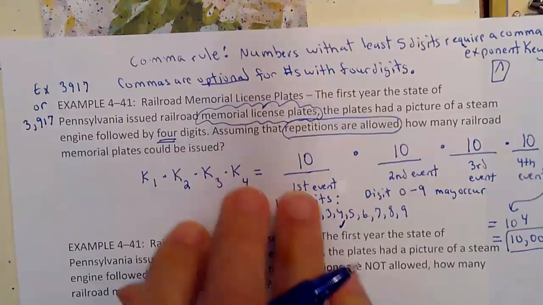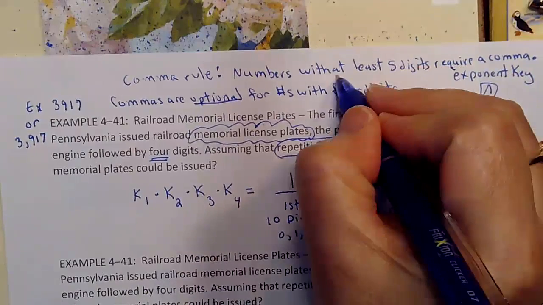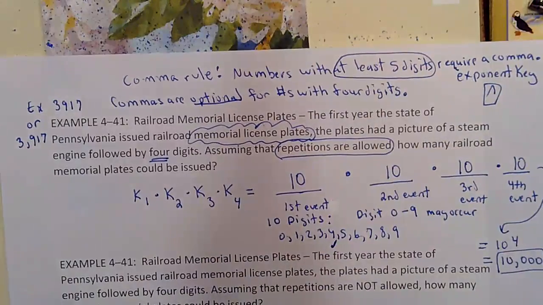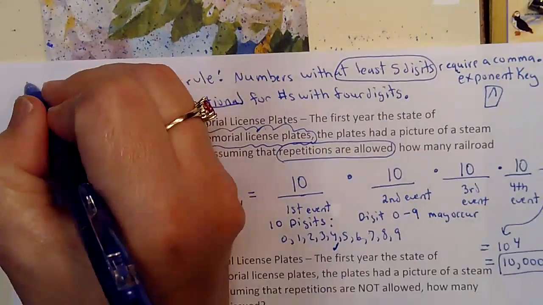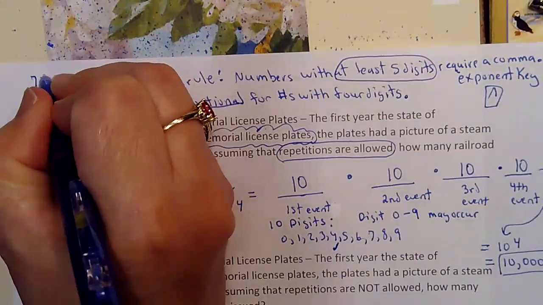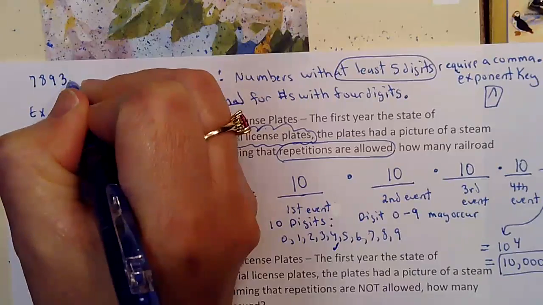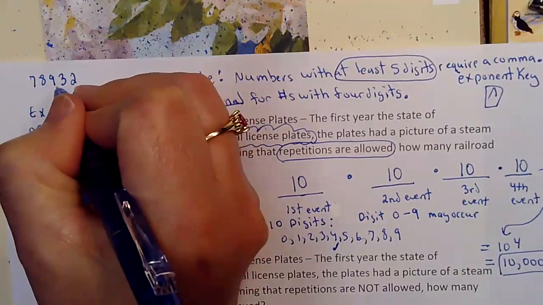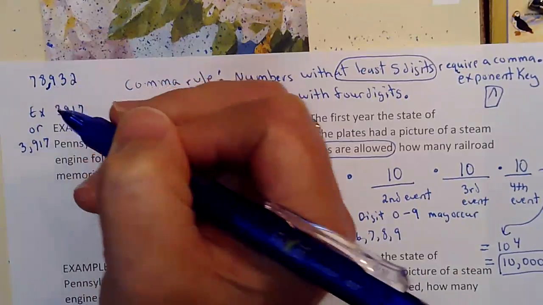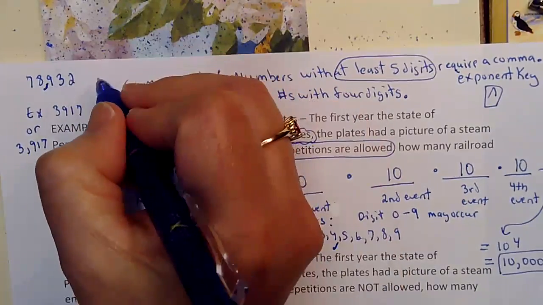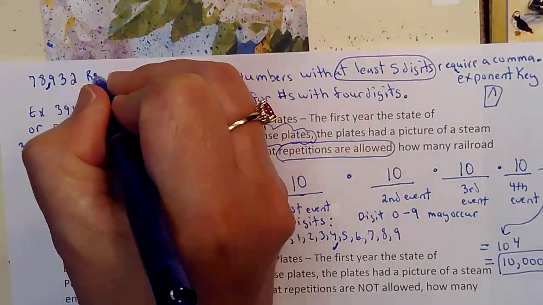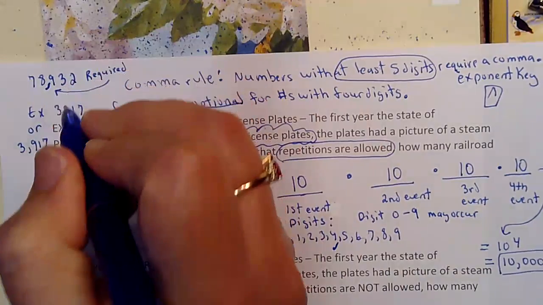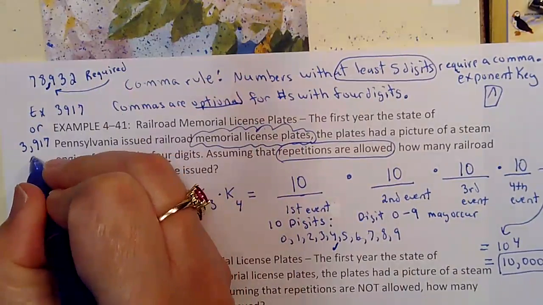But if it has at least 5 digits, so that means 5 or more, then it's required. Let's see. That has 5 or more. 1, 2, 3, 4, 5. So here it's required, whereas here it's optional.